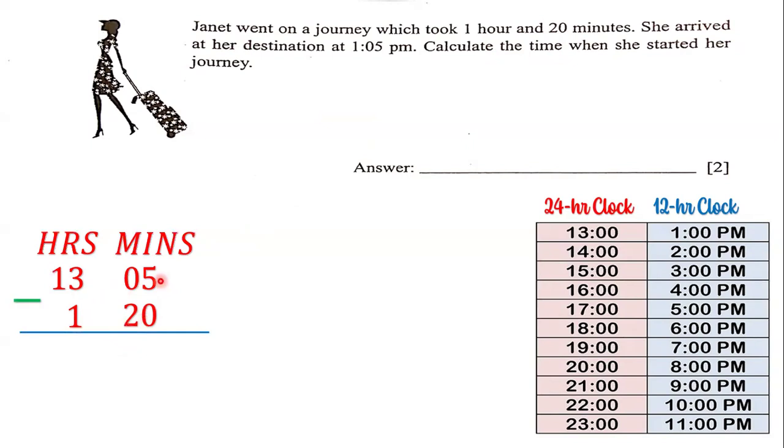And so we say 5 minus 0. Well, 5 minus 0 is 5. But 0 minus 2, we can't do that. So we have to go on the hour side and take away 1 hour, or borrow an hour. If we take away 1 hour from 13, that gives us 12. And so we have 12 hours on the hour side.